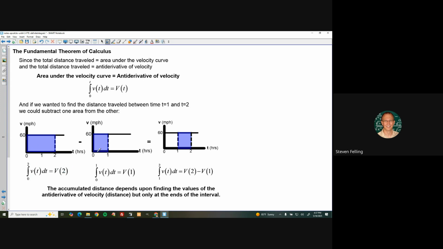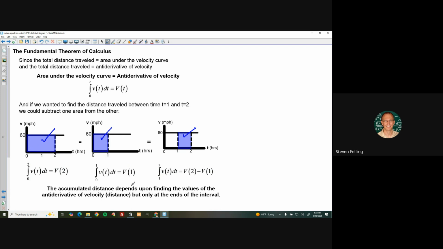But then we could also take the area under the curve from 0 to 1, which would represent the antiderivative of the velocity, but with 1 as the time. And then if you took this area and subtracted this area off, you would get the goal area, the area between 1 and 2. And so that means that in order to compute the amount of distance traveled from hour 1 to hour 2, we could take the antiderivative of the velocity and plug in the 2 time, and subtract a copy of the antiderivative of velocity with 1 plugged in.